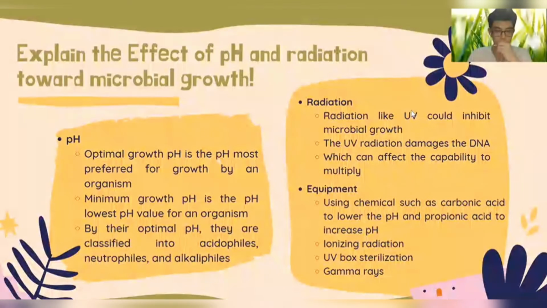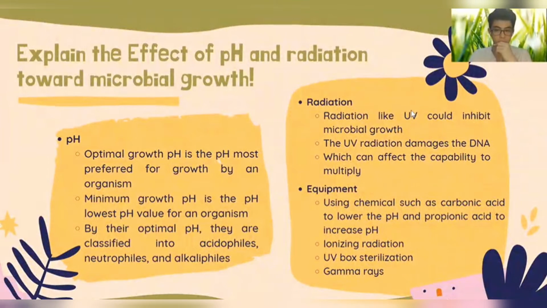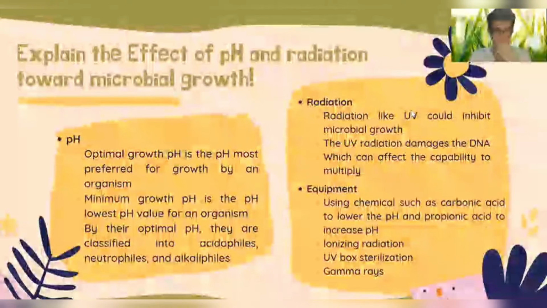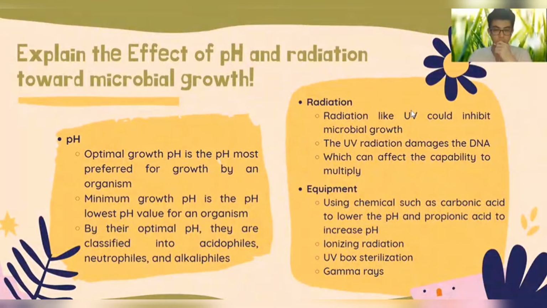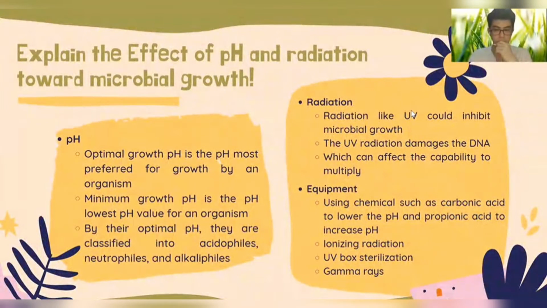In order to utilize these effects to control microbial growth, we can use one of four methods in our daily lives. The first is using a chemical, carbonic acid to lower the pH and propionic acid to increase the pH. The reason is that every bacteria has different capability of living, whether they can live in high pH or low pH. So to counter that, we can use these chemicals.